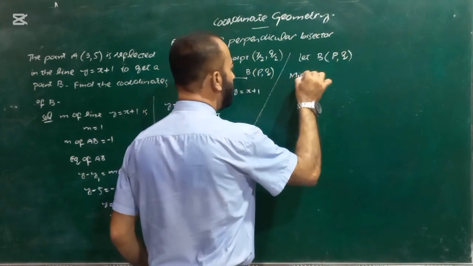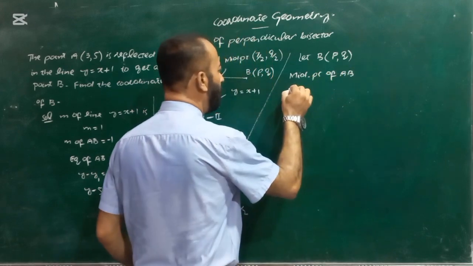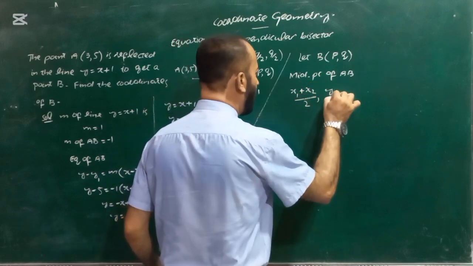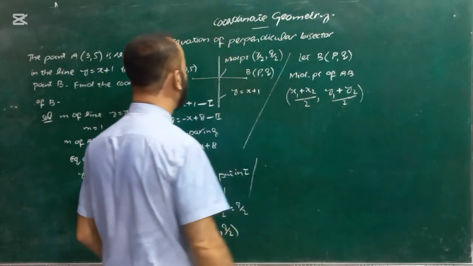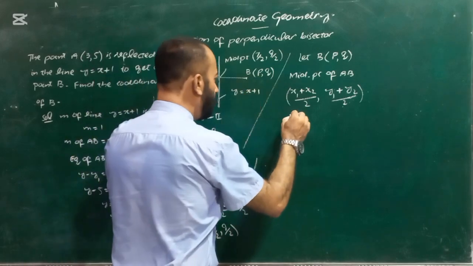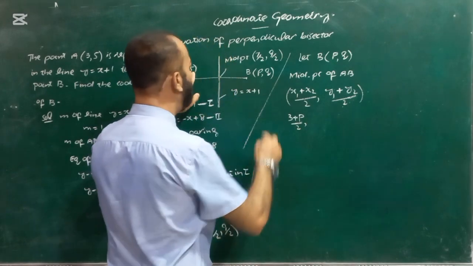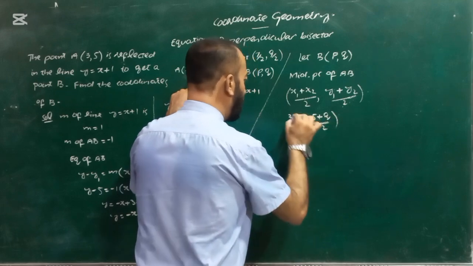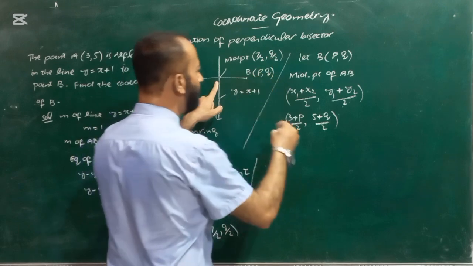So the midpoint of AB, formula will be x1 plus x2 divided by 2, y1 plus y2 divided by 2. This is the formula for the midpoint. So this is x1 y1 and this is x2 y2. So 3 plus p over 2 and 5 plus q over 2. This is the midpoint of AB, but the midpoint is also there, that is 7 by 2, 9 by 2.